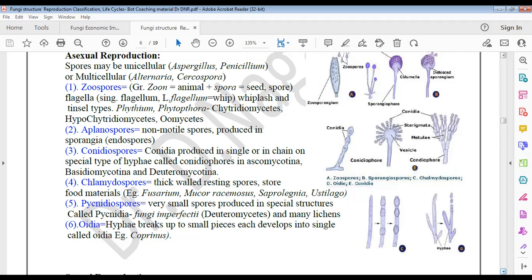Do you know the difference between prokaryote and eukaryote? Yes, sir. Okay, that we will discuss later.